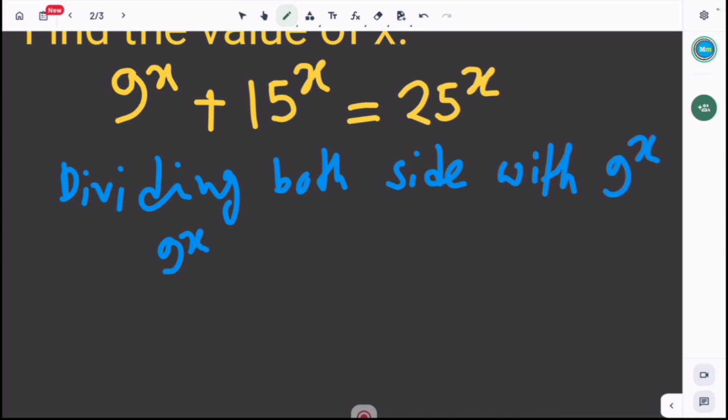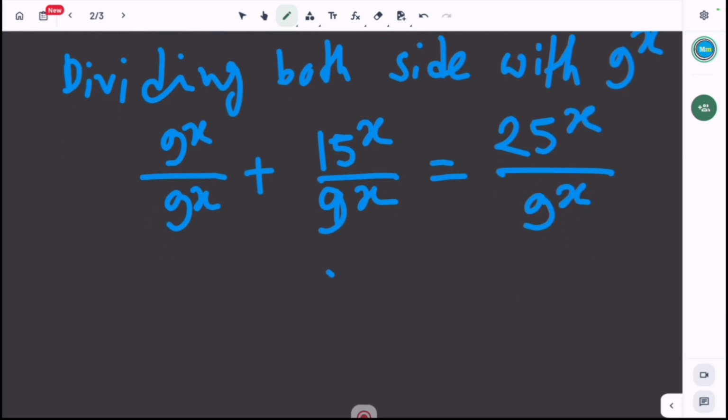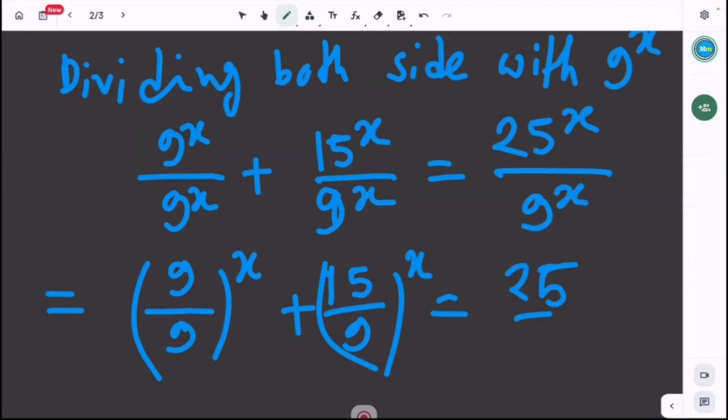Then 9 to the power x by 9 to the power x plus 15 to the power x divided by 9 to the power x equals 25 to the power x divided by 9 to the power x. Okay, then (9 by 9) whole to the power x plus (15 by 9) whole to the power x equals (25 by 9) whole to the power x.